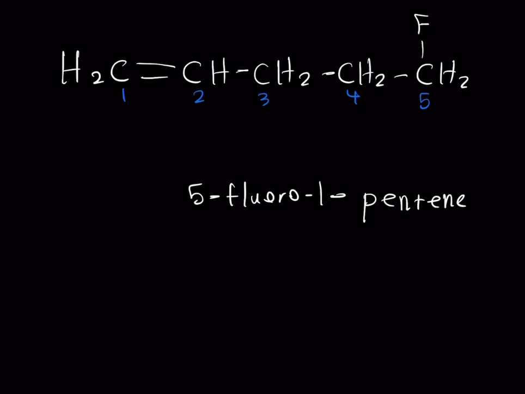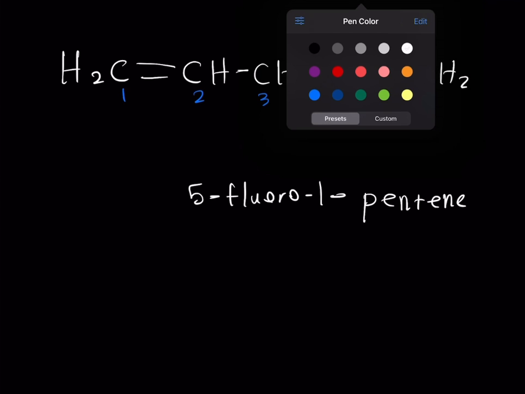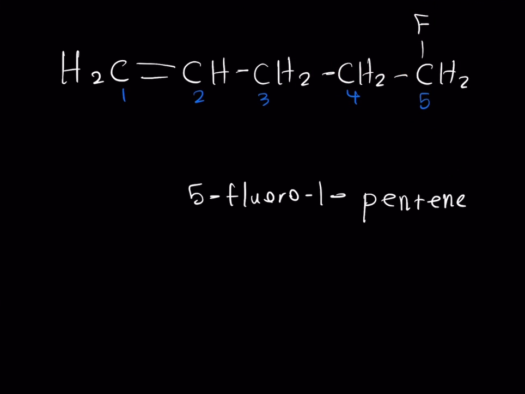Now the reason why we started counting from left to right as opposed to right to left is because we want the double bond on the alkene to have the lowest number. So the double bond of the alkene takes priority over the alkyl halide or the halogen, which is the fluorine.